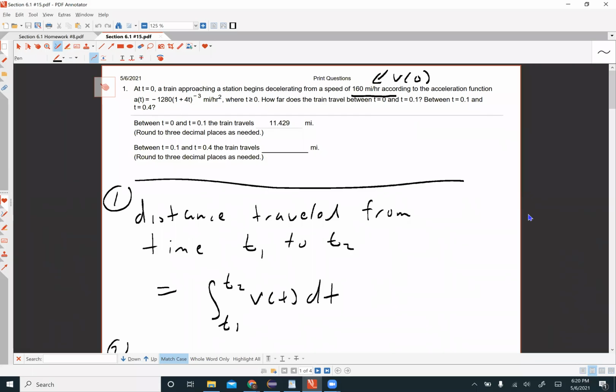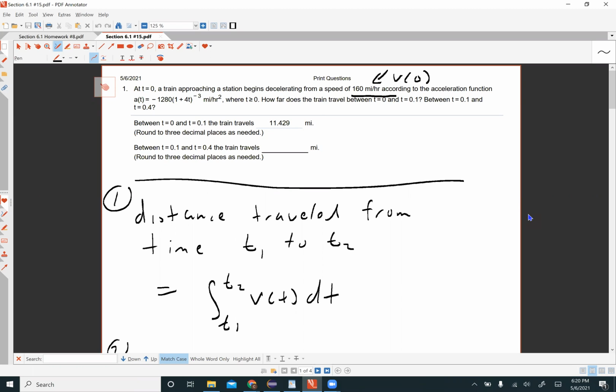So this is a short discussion on the material in section 6.1. It's actually a review, and I can't remember exactly what section it came from, but we did talk before about how the distance traveled is the integral, the definite integral, of the velocity. I have the formula summarized right here.